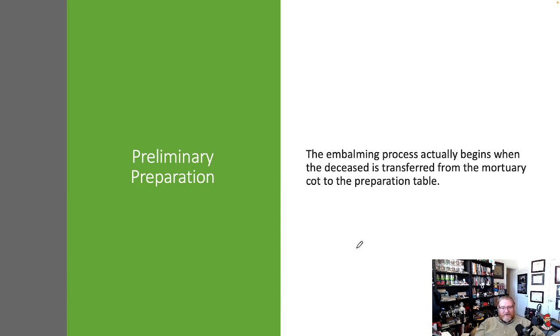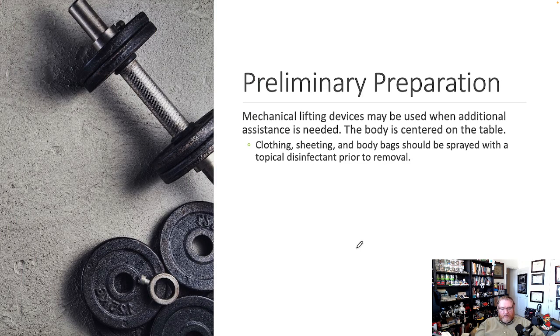The embalming process actually begins when the deceased is transferred from the mortuary cot to the preparation table. The moral of this story is the process begins the very moment you are transferring to the table. When you are doing that, if you are lucky enough to have any mechanical assistive devices, you should be using them.